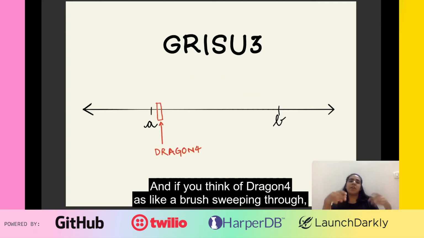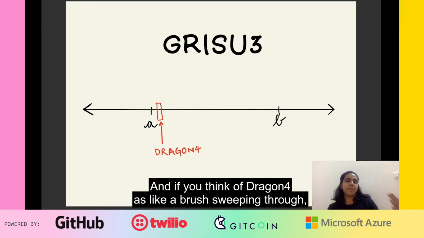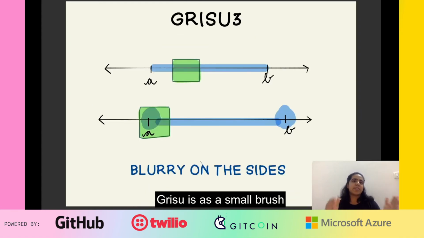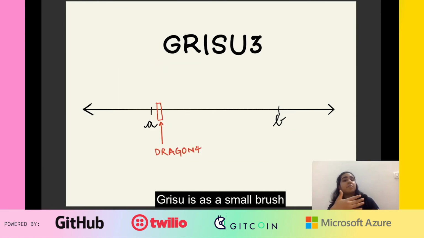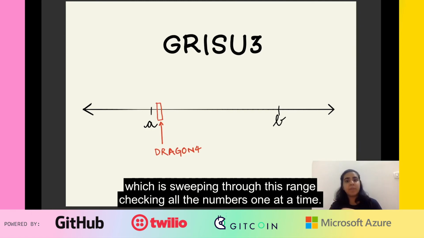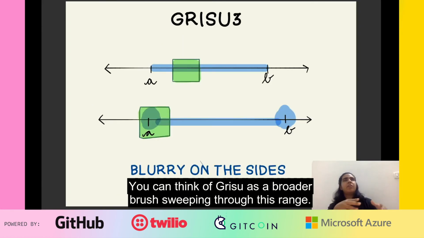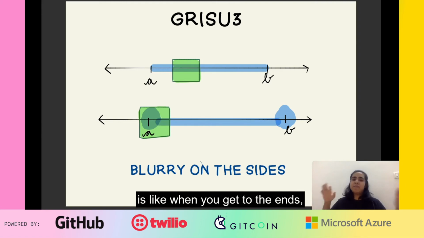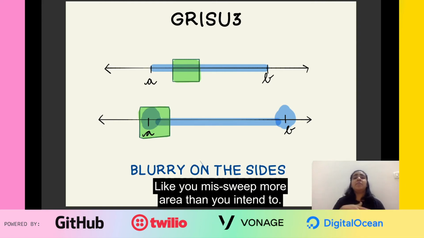and if you think of Dragon 4 as a wide brush sweeping through this range, Grisu is a small brush which is sweeping through this range, checking all the numbers one at a time. You can think of Grisu as a broader brush sweeping through this range. But what happens when you have a broader brush is, when you get to the ends, it becomes quite bloody. You may sweep more area than you intend to.